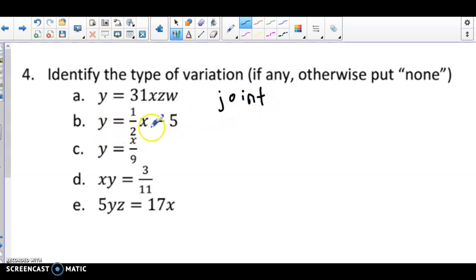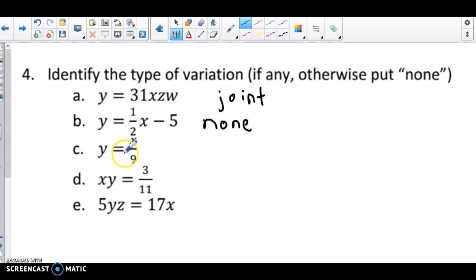So for B, I'm going to look at this, and I have y equals 1/2 x minus 5. I have a constant k being multiplied by x, but wait, I'm subtracting a 5. That doesn't fit any of our forms. If we didn't have the minus 5, this would look a lot like direct variation. But because there's a minus 5, we know that it doesn't go through 0, 0. So this is not a direct variation, and we can put none.